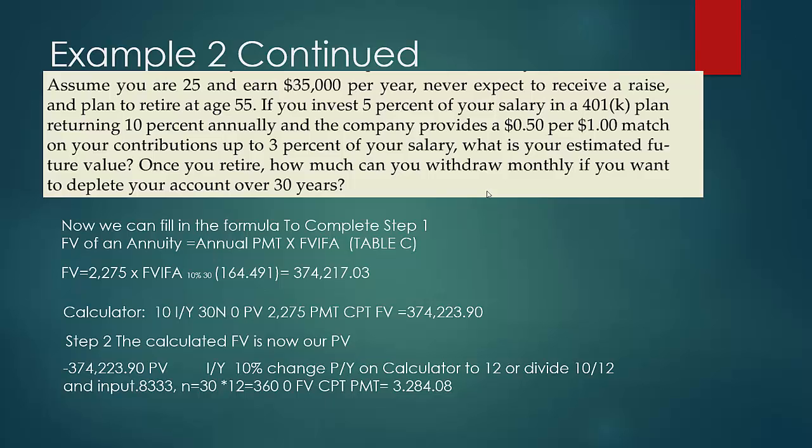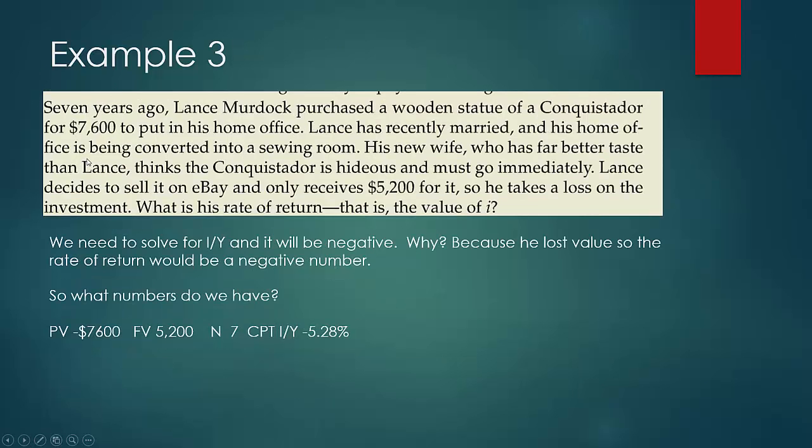We have 0 future value, so if we're going to compute our payment, doing it this way, it comes out to 3,284.08. Now, of course, you can always go to using the calculator, and then if you don't want to put in the interest rate as 0.833, then you can always go change your payment flow, your PY, from 1 to 12, and then you can input 10 once you change your payments.